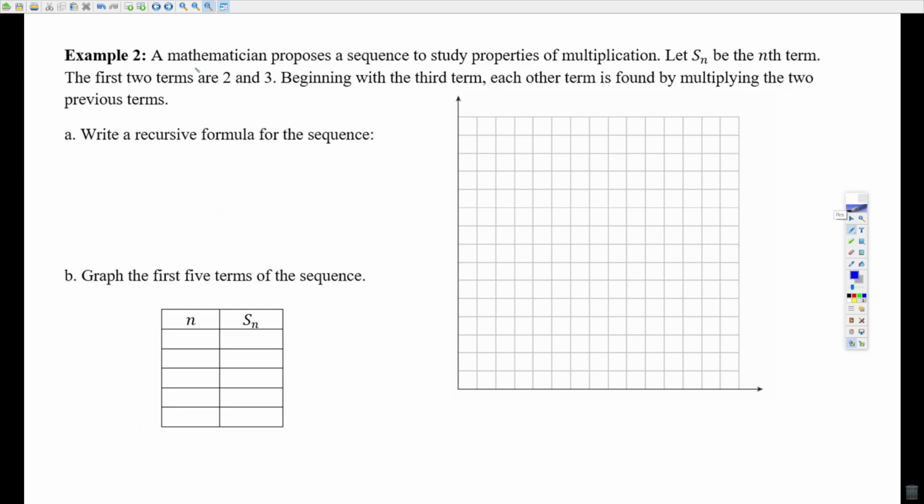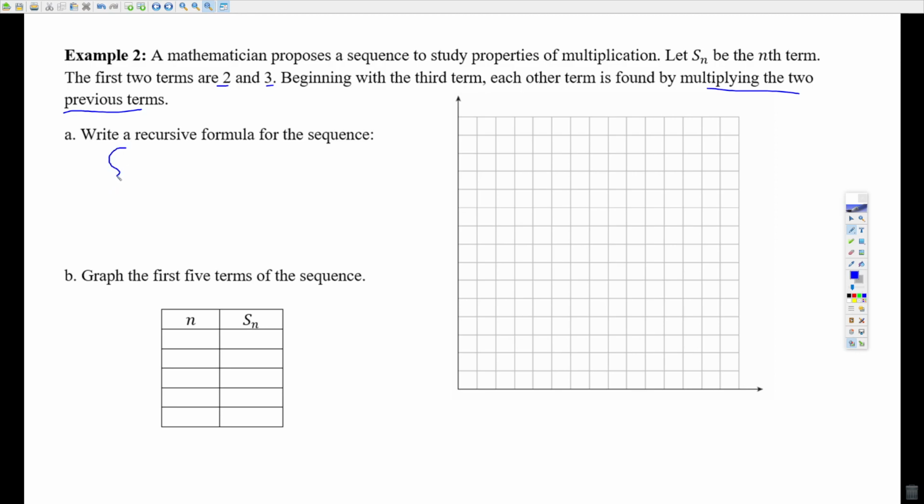Example 2. A mathematician proposes a sequence to study properties of multiplication. Let S sub n be the nth term. The first two terms are 2 and 3. So they give us the first two terms. Beginning with the third term, each other term is found by multiplying the two previous terms. So we're going to write a recursive formula for the sequence. We have to do it ourselves.